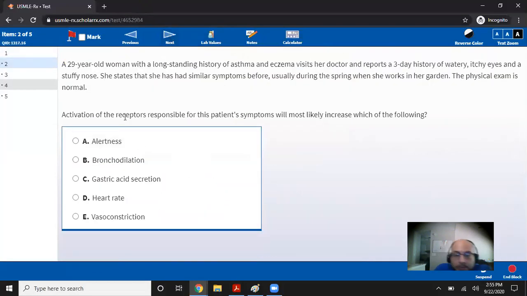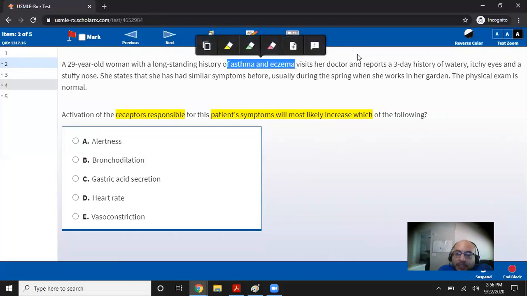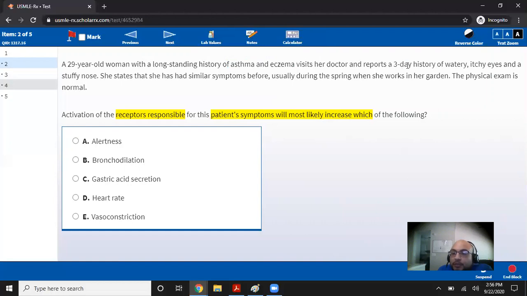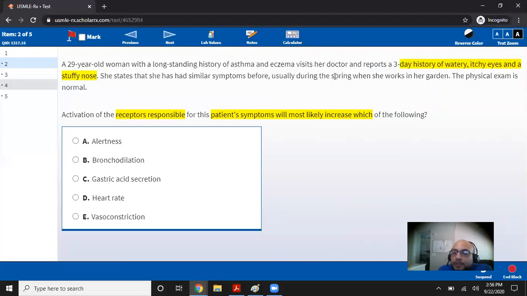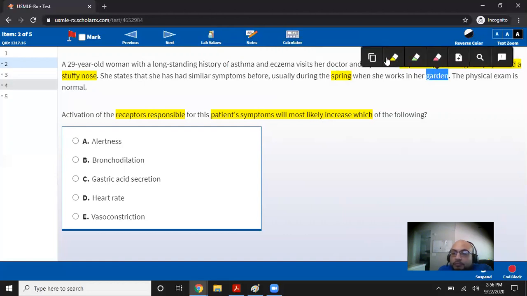All right. Activation of the receptors responsible for the patient's symptoms will increase which of the following? So I see alertness, bronchodilation, acid secretion. Okay, it looks like some sort of action. Right? Activation of the receptors responsible for the symptoms are likely to increase which of the following? What symptoms? A 29-year-old woman with a long-standing history of asthma and eczema. She comes in with a 3-day history of watery, itchy eyes and a stuffy nose, right there. She says she's had this before, especially during the spring, and she works in the garden.